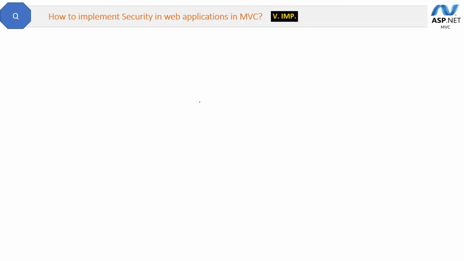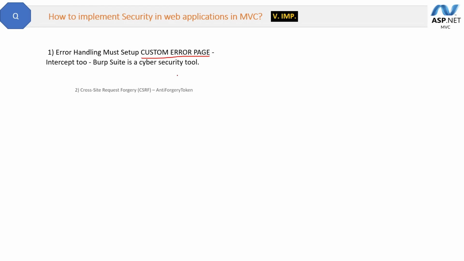How to improve the security? First way is error handling: you must use a custom error page. I hope you understand custom error page. If some error occurs, it should not show the yellow screen, because then it will display your methods to the user, which is not good. So you have a custom error page which will show a message like okay, there is some error, we are working on it. That kind of custom error page must be there in your web application.